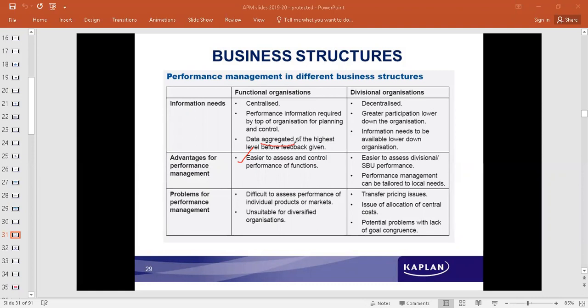Divisional organization, see, the problem is that too much time is spent on planning. Okay, but then tailor-made planning can be taken up, so that can be looked at as an advantage, even if multiple people or multiple levels at which the managers are involved in planning. Even if it is time-consuming, still they can cater to their department requirements. So that can be looked into as an advantage also.